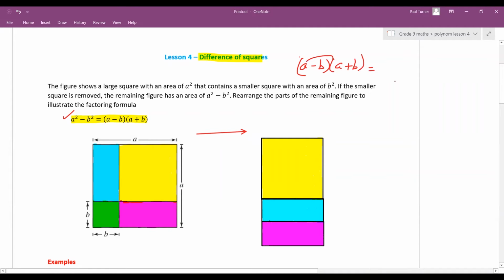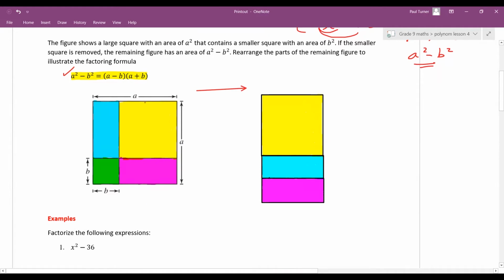You'll get a times a, which is a squared, minus b times a, minus ab, and then a times b, which is ab, and then minus b times b, which is minus b squared. The middle two terms will cancel, and you'll get a squared minus b squared. Okay, so we know this is going to be correct just by doing some algebra, but we can actually use a picture to think about why the formula is like this as well.